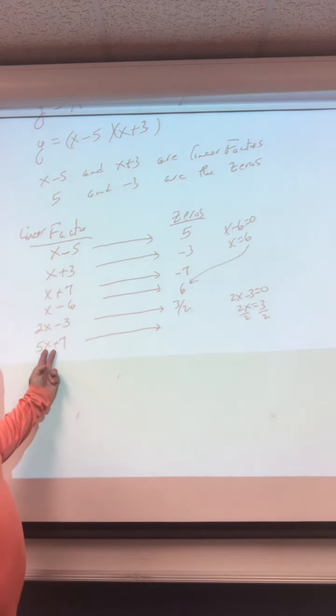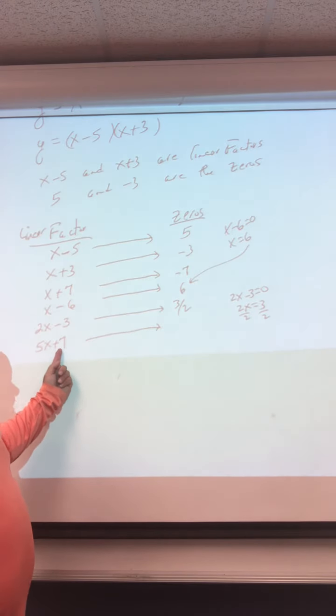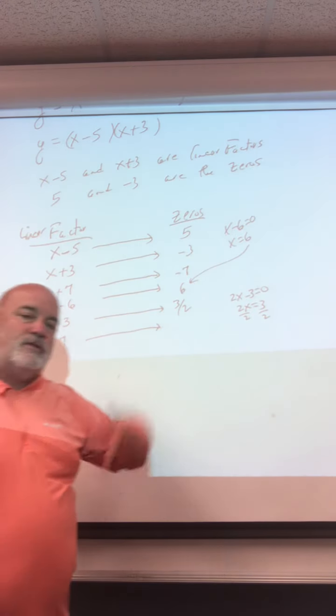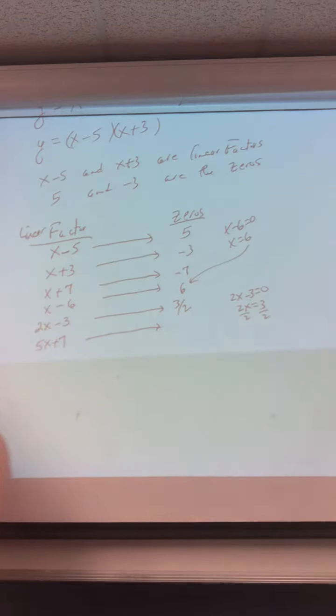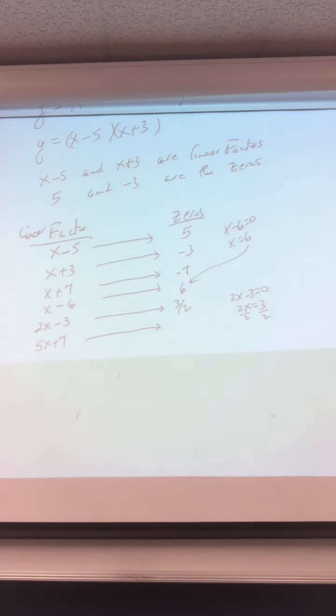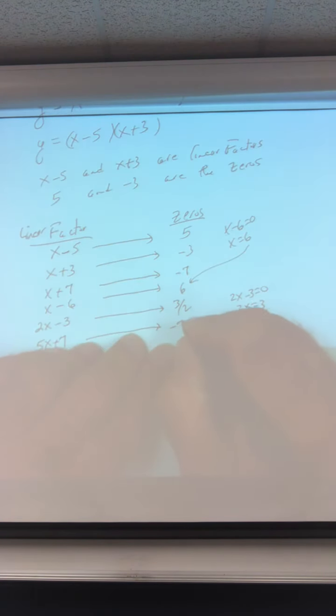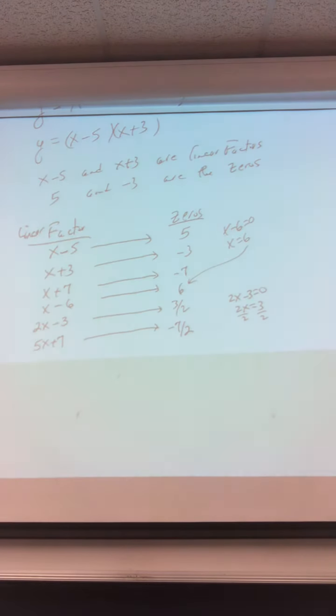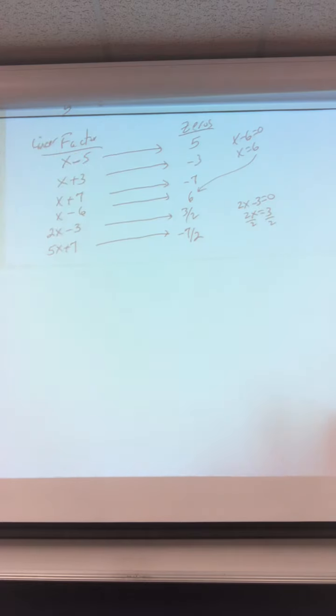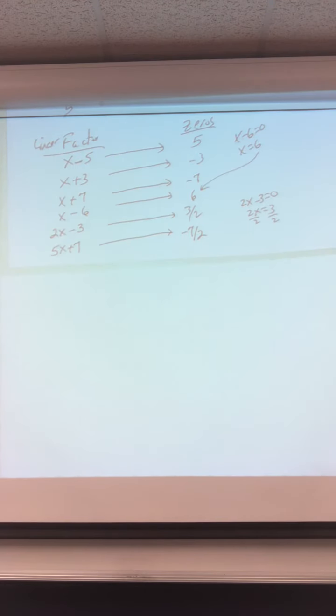All right, now, can you do this one in your head? 5x plus 7 equals 0. Subtract the 7 across, that'd be negative 7. But then you have to divide by 5 to get negative 7 over 5. Now, let's see if you can go backwards with it.